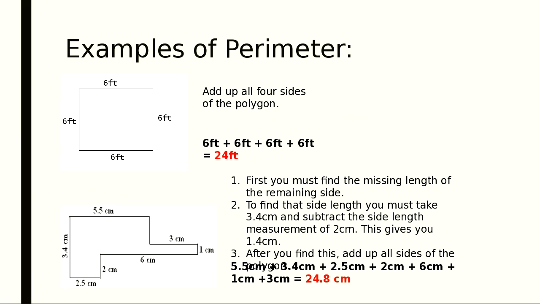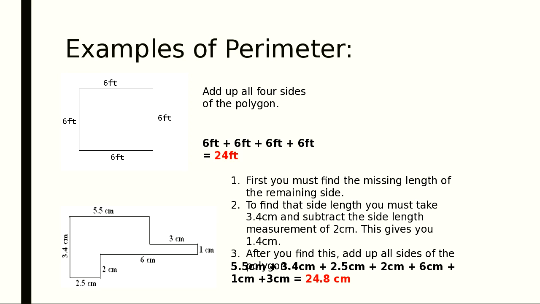So first we're going to talk about perimeter, and we have two examples. The first example is a four-sided polygon, and all of the sides are equal. So what we're going to do is add all sides up, so 6 feet plus 6 feet plus 6 feet plus 6 feet, which is 24 feet. So that's a pretty straightforward example of perimeter, just for a basis.